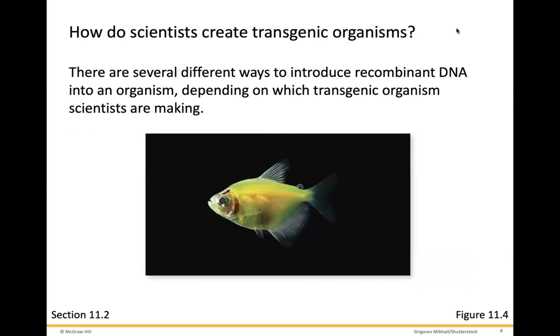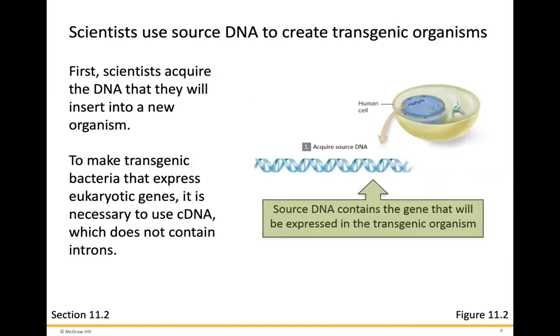So how do scientists create transgenic organisms? There are several different ways to introduce recombinant DNA into an organism, depending on which transgenic organism scientists are making. So scientists will use source DNA to create a transgenic organism. First, scientists will acquire the DNA that they will insert into the new organism. To make transgenic bacteria that express eukaryotic genes, it is necessary to use cDNA, which does not contain introns. And that's going to be the overall definition for cDNA. So the source DNA contains the gene that will be expressed in the transgenic organism.